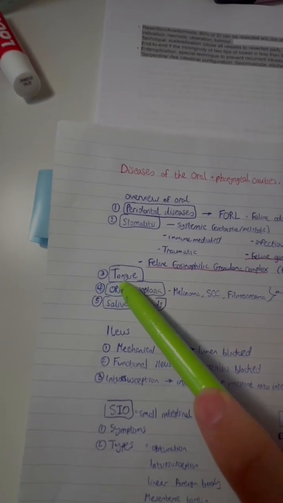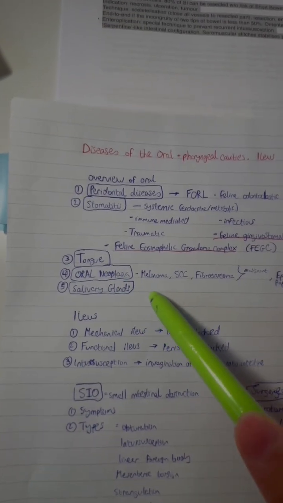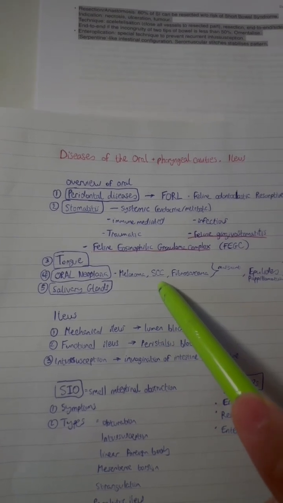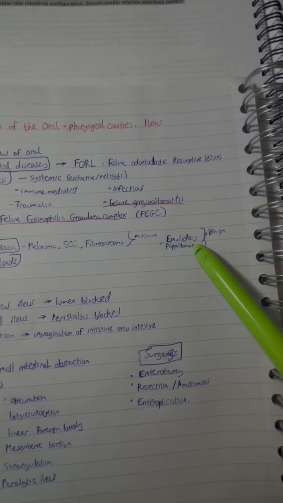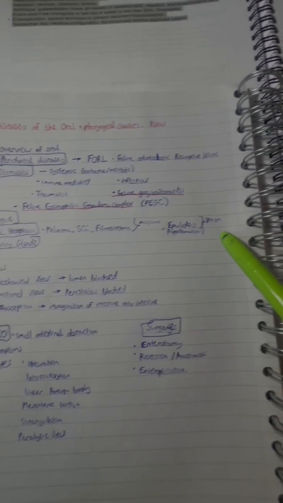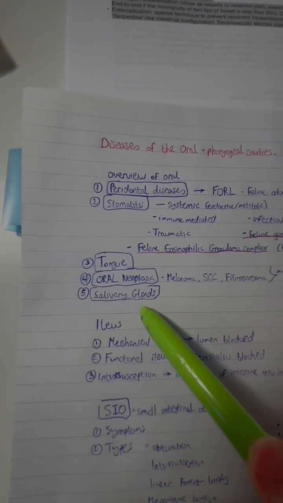Thirdly, talk about the diseases of the tongue. Fourthly, talk about oral neoplasia. Discuss melanoma, squamous cell carcinoma, fibrosarcoma. These are the malignant tumours. And also epulitis and papillomatosis. These are the benign tumours. Then also talk about the diseases of the salivary glands.